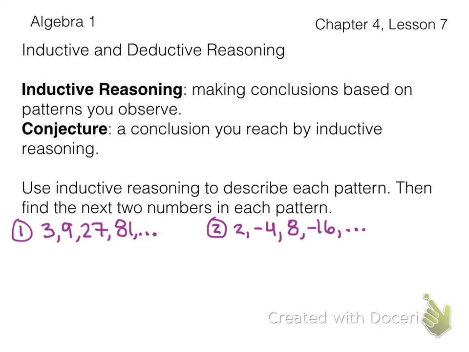Anyway, if you see a pattern and then you figure out what the next number is in a pattern, then you have made a conjecture. Okay, so let's go ahead and use inductive reasoning to describe each pattern, then find the next two numbers in the pattern. So here in the first one, we've got 3, 9, 27, 81.